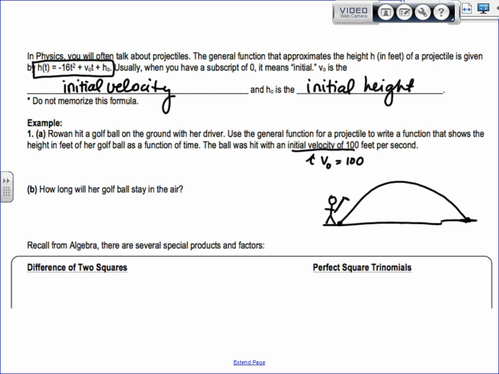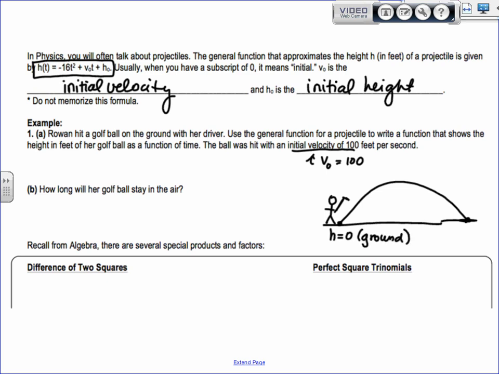But in the formula, I have two things that have a subscript of 0. I also have h₀. What is h₀ in this problem? Where did she hit the ball? 0. It's at a height of 0, right? She hit it on the ground.